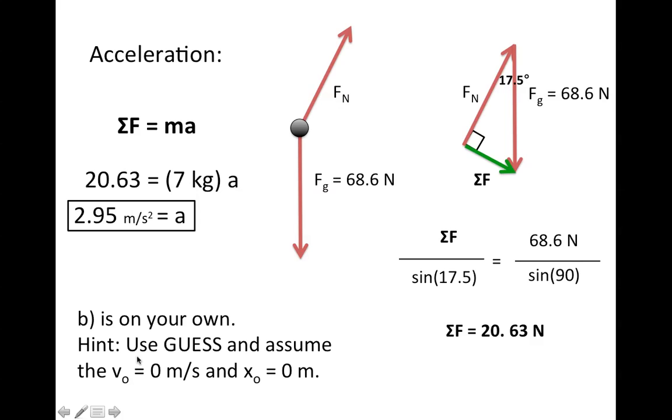So for B, I'm going to leave that for you on your own because I can't do everything for you, because then what are you going to do in the next hour or so of class? So B is on your own. My hint, though, is that you need to use GUESS and assume that the initial velocity is 0 and the initial position is 0, because you're just going to start it from the top of the ramp and then go. And then use one of your equations from the beginning of the year.